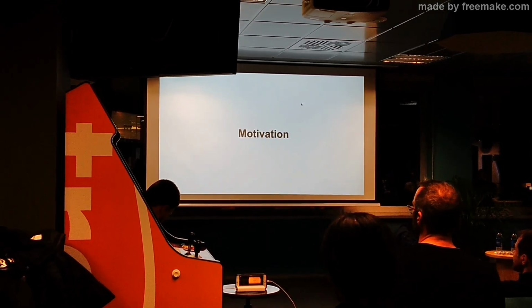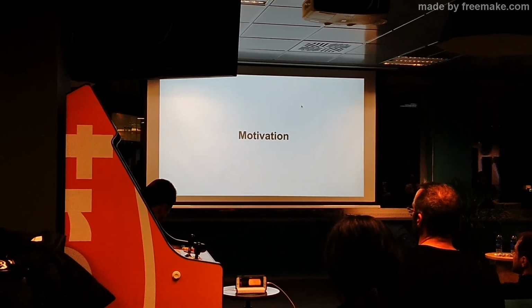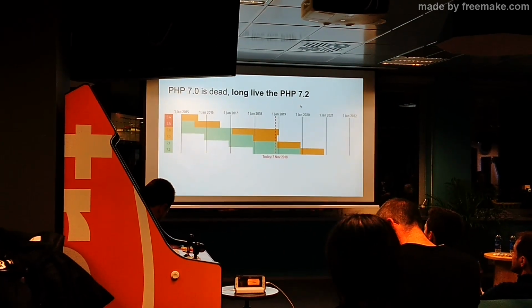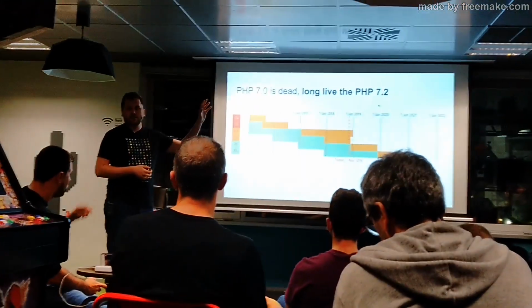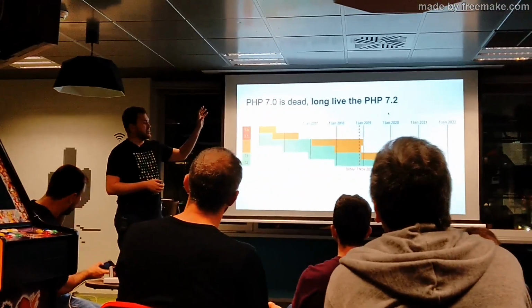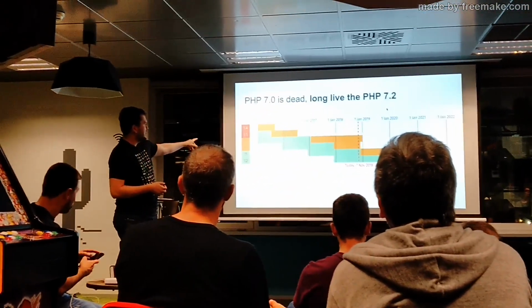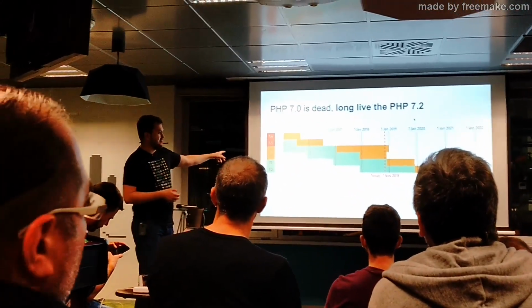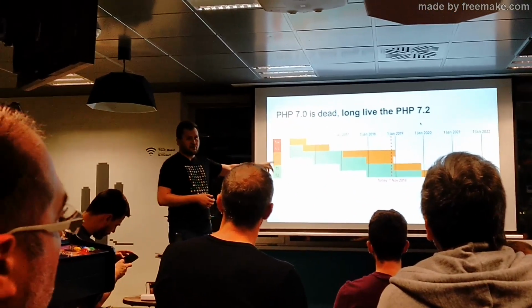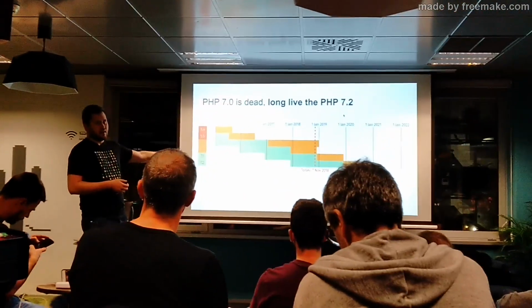Why would we want to use value objects in PHP? First of all, how many of you are using PHP that is before 7.1? Keep your hands up if you are using PHP 7.1 or older. Okay, so PHP 5.6 and 7.0 are basically dead. In a month, you have end of security support, so you have to upgrade now.